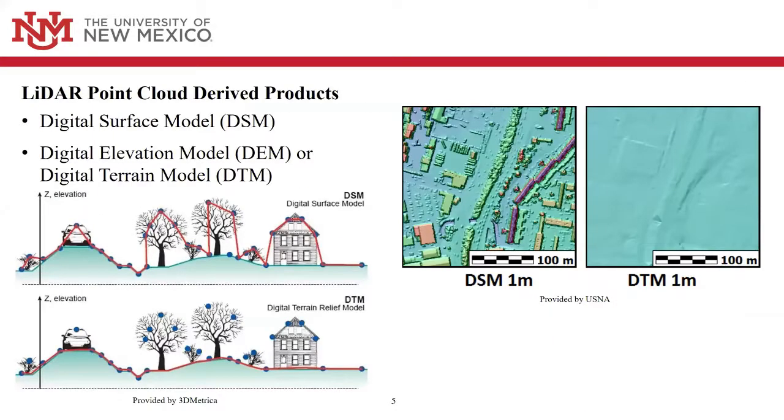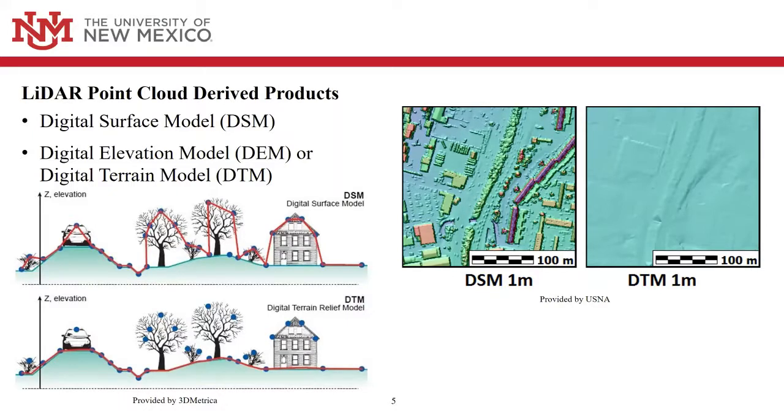Like I said, when you get LiDAR data, it is always in the point cloud format, but we have to process the point cloud to derive some products. The two popular products, one is the DSM, which is the digital surface model. It includes not only the bare Earth, but also the features above the ground, like the trees, buildings, and all the other structures.